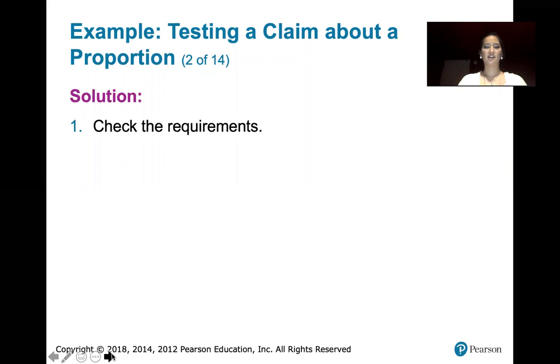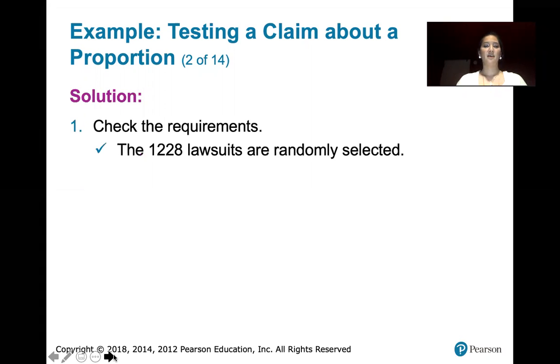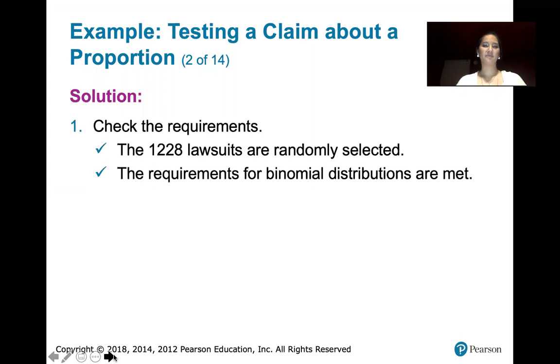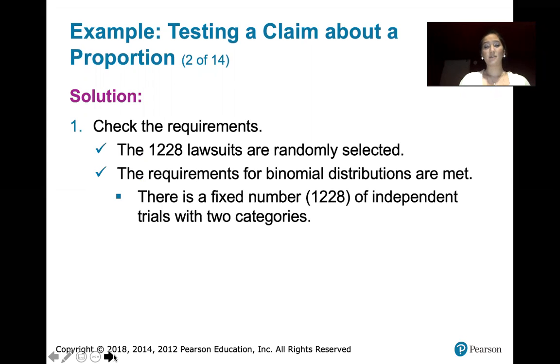Okay, so let's get started. First, we need to check the requirements. Well, we were told that those 1,228 lawsuits were randomly selected. And next, we need to check that the requirements for the binomial distributions are met. So first, we have a fixed number of trials. There's 1,228 trials. They're independent trials. The outcome, or whether or not a lawsuit was dismissed or pursued in one trial, is completely independent of whether that lawsuit was dismissed or pursued in the other trials.